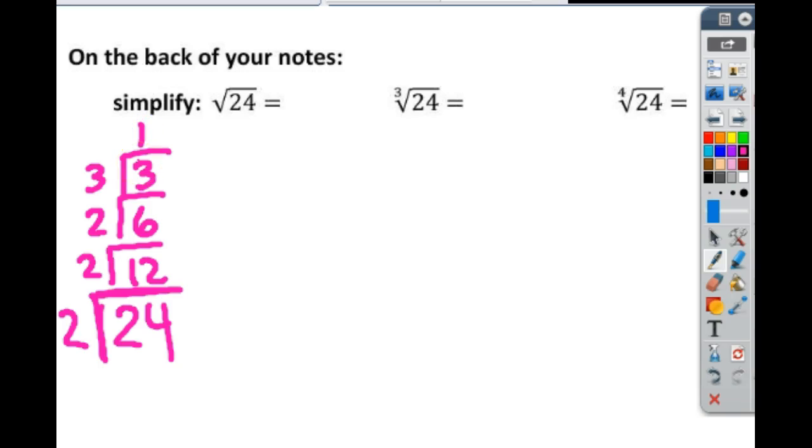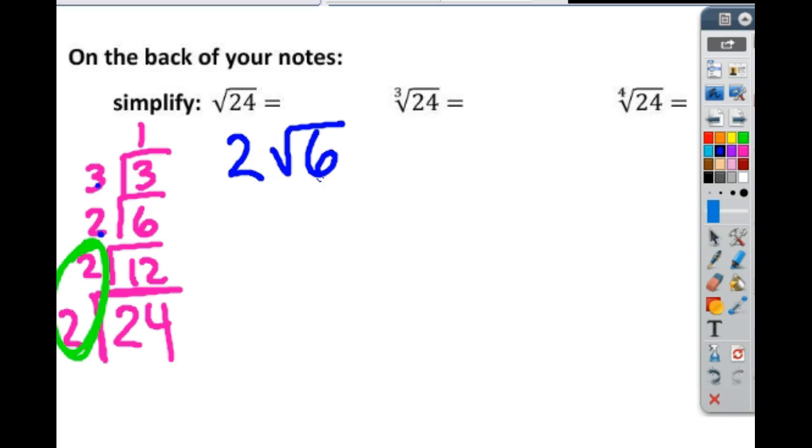And the reason you make a birthday cake is so that you can find groups of 2, because this is a square root. A square root asks what number got multiplied by itself. So what number got multiplied by itself? 2. And what is left over? 2 times 3 times 1 is 6. That's how you simplify a square root.